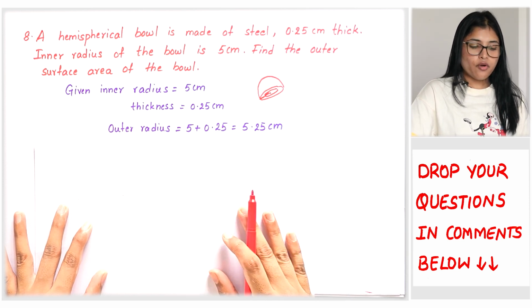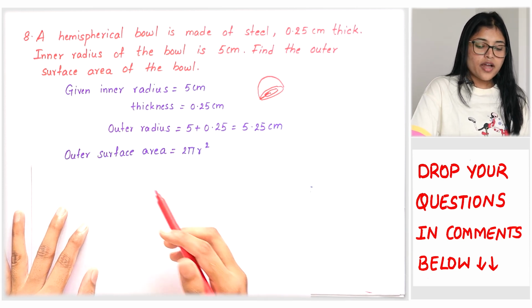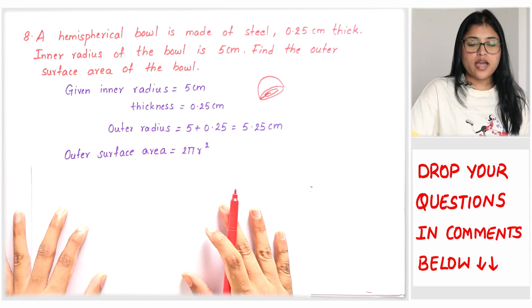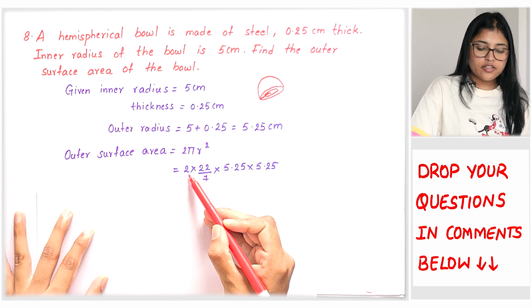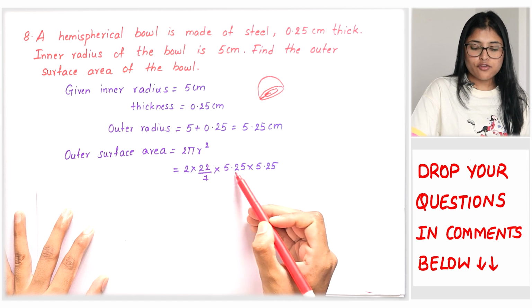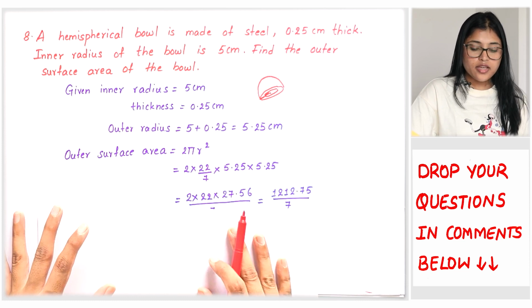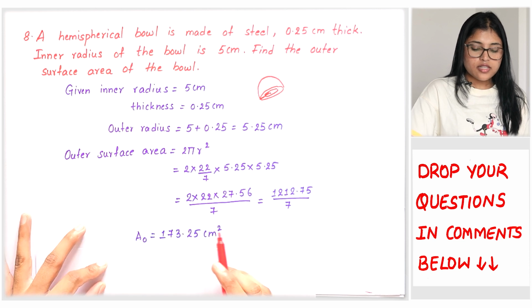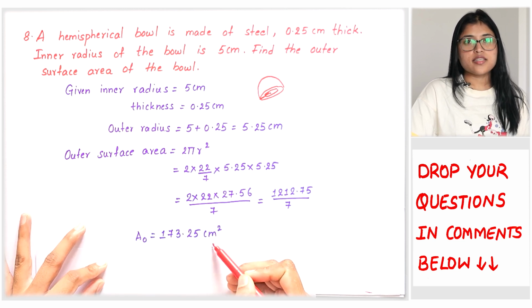So, to find the outer radius, I would need to add this part as well, which is 5 plus 0.25, which is 5.25 centimeters. To find the outer surface area, I can use the outer radius in the formula 2 pi r square. Substituting it gives me 2 into 22 by 7 into 5.25 into 5.25, which is 1212.75 by 7, which is nothing but 173.25 centimeters square.